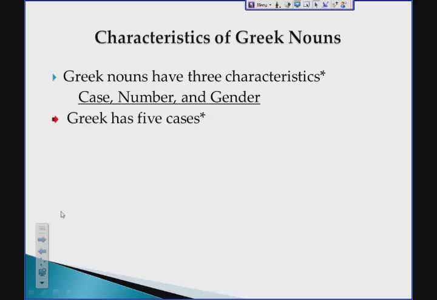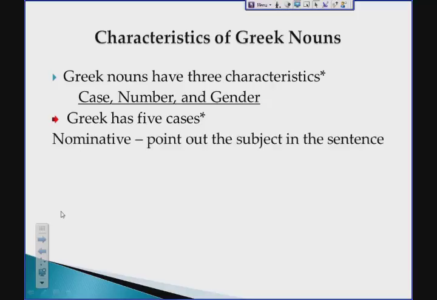Greek has 5 cases. In terms of the number, we have only 2. Okay? The singular and the plural. But then the gender, we have 3. The masculine, feminine, and neuter. When coming to the cases, we have 5 of them. And I want to be very slow on this so that you can remember them. The nominative case, it points out the subject in the sentence.